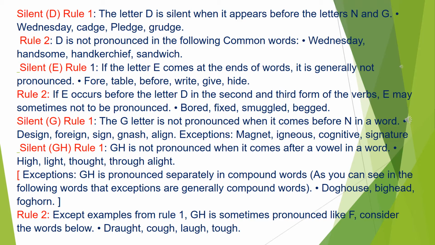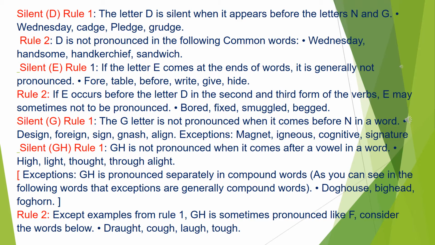Rule 2 is, if E occurs before the letter D in the second and third form of the verbs, E may sometimes not be pronounced. For example, bored, fixed, smuggled, bagged. This rule is also very commonly known to us.